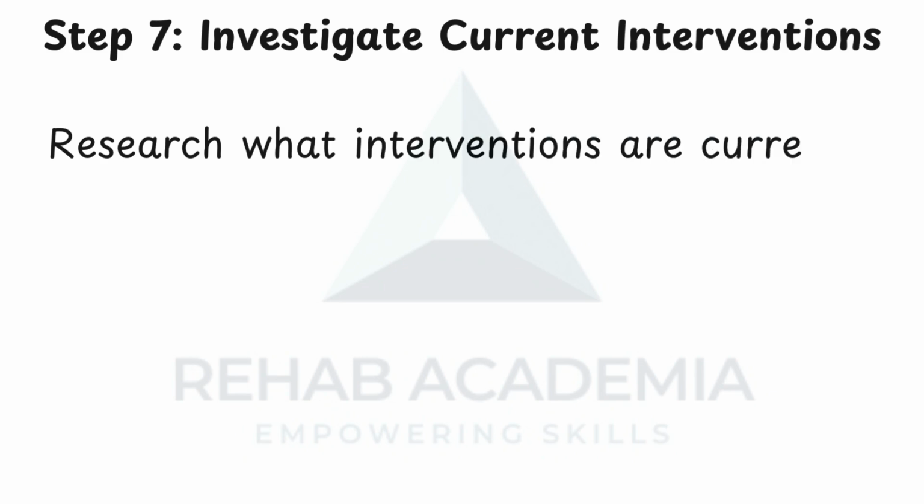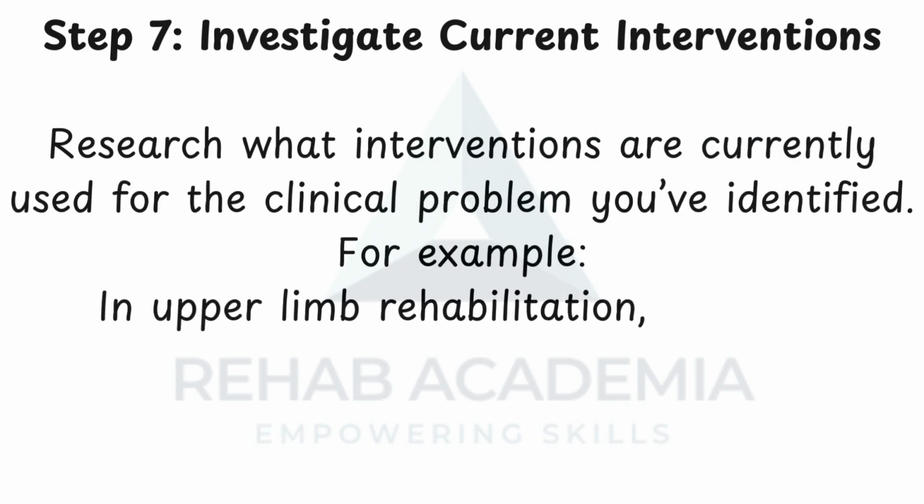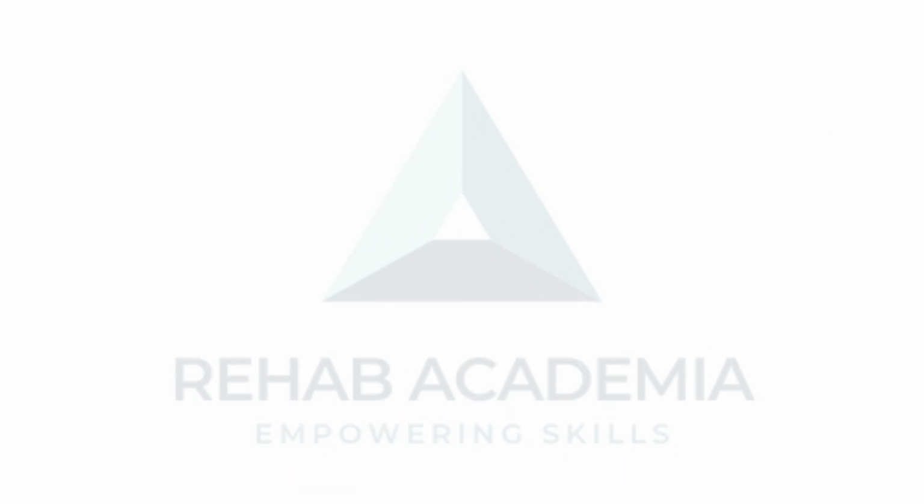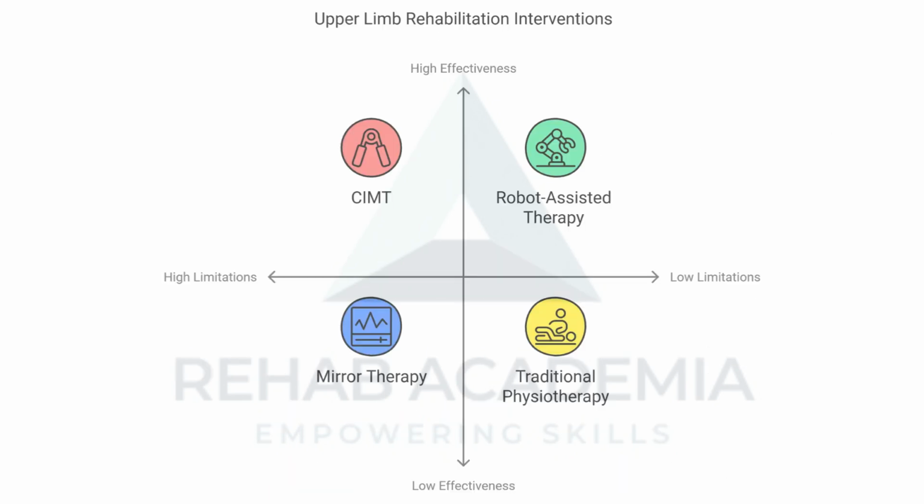After identifying a problem, research existing interventions. In the case of upper limb rehabilitation, methods like constraint-induced movement therapy, CIMT, and robotic therapy are commonly used. Understanding these interventions helps you see where further research is needed.